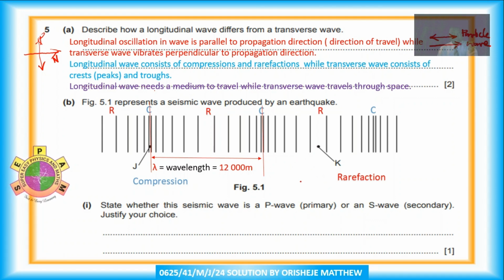All right, so let's continue. Now we have to state whether this seismic wave is a P wave or S wave. So this wave is a P wave and it is longitudinal, but an S wave is transverse. The representation here is the alternation of compression and rarefaction.